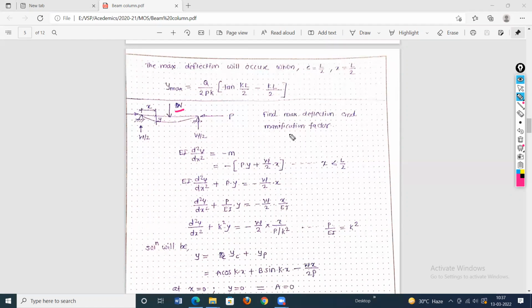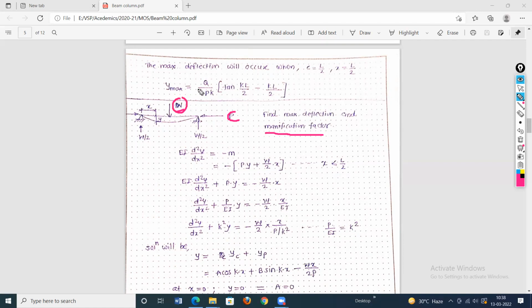And here, one more additional term, what is called a magnification factor. So how to obtain this magnification factor? That also we will determine. Actually, this particular case and the previous case are one and the same. In the previous case, we studied the beam column subjected to the axial load plus the P load acting at any point, not at the center.